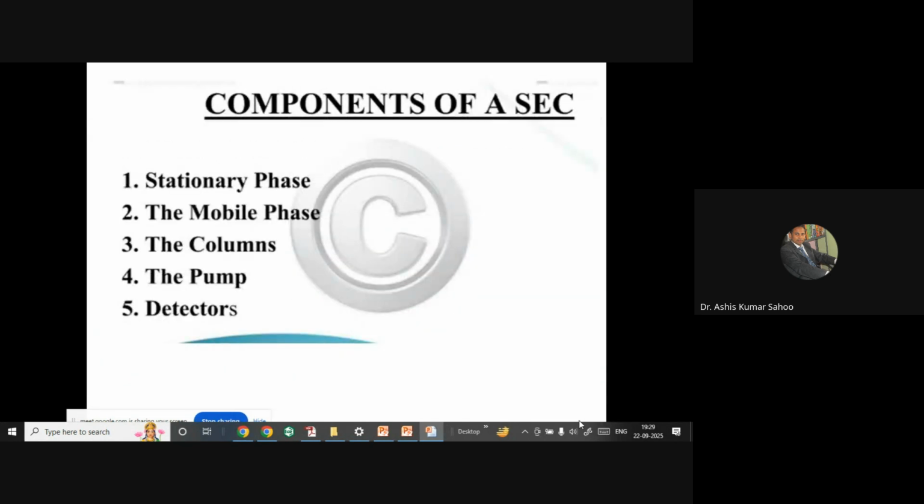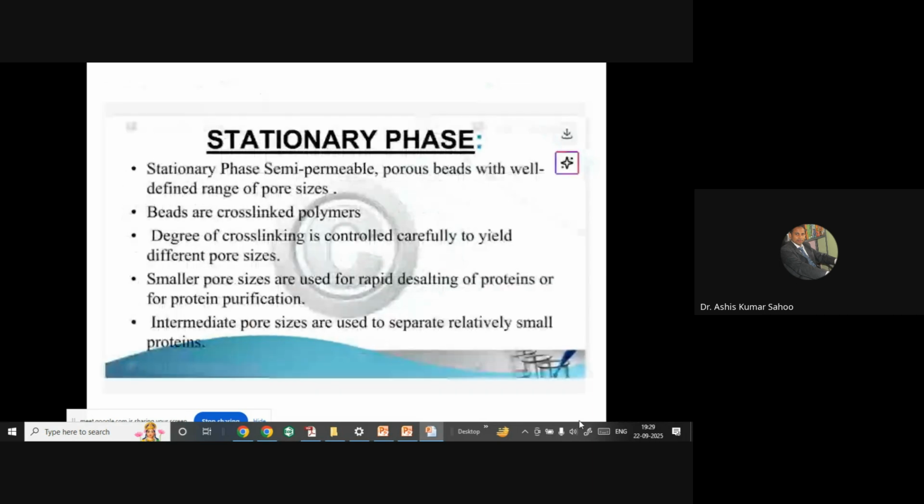So these are the components present in size exclusion chromatography, as discussed. In a column we have two components, one is the stationary phase and the other is the mobile phase. Others are the column, the pump and the detector. As in all other cases: pump, detector, column and mobile phase.